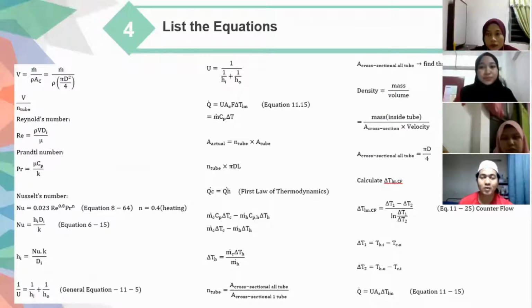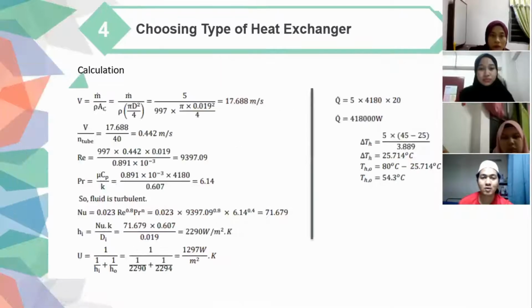Okay, thank you, Iman. The next part is choosing the type of heat exchanger. For the first part, we have to calculate the velocity, the Reynolds number, and the Prandtl number to know what type of fluid it is. For this question, we know that the fluid is turbulent.